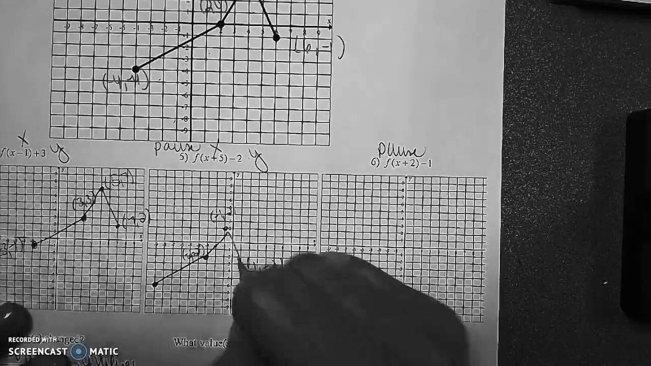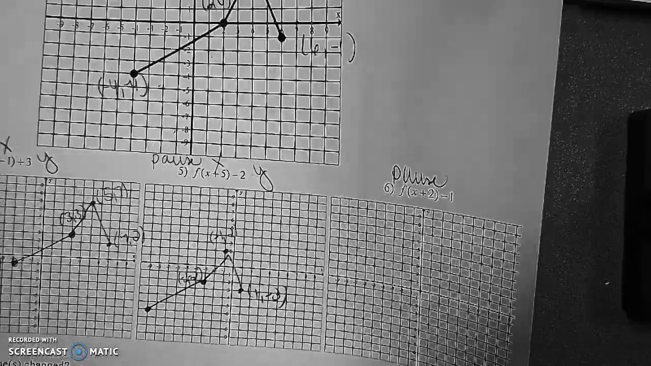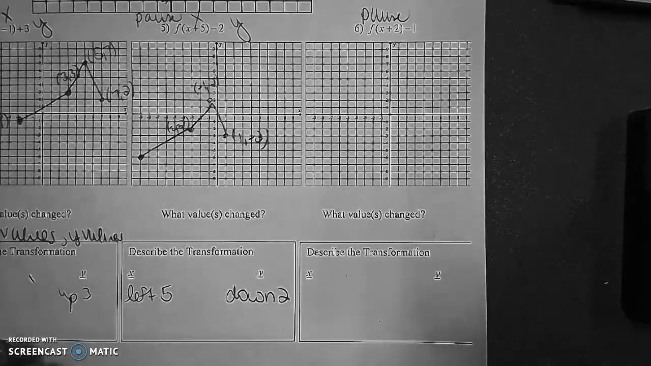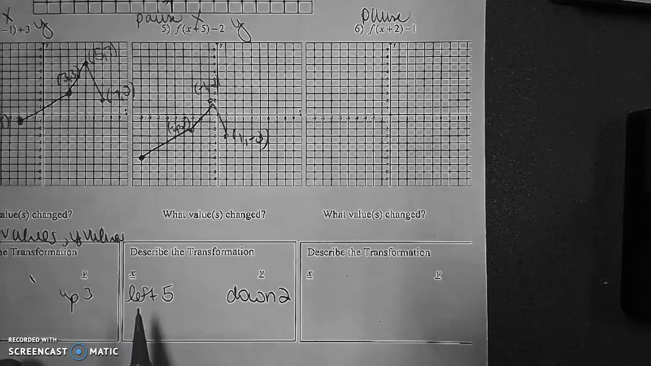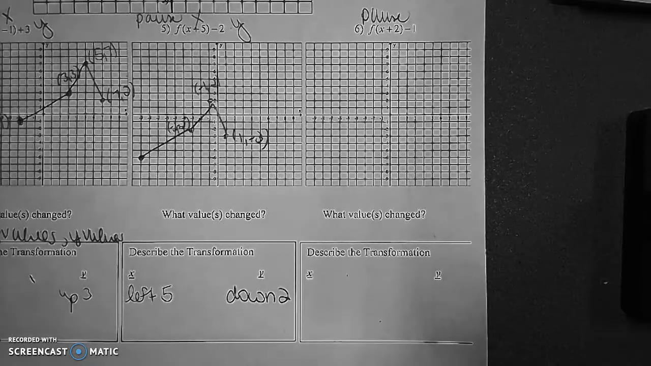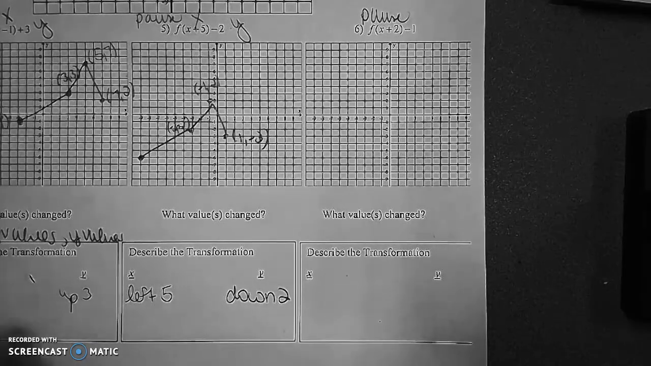One of the things that you need to make sure you're doing each and every single time you do a transformation, you need to write the transformation down. You won't believe how many people write left 5 and then they go graph it and do right 5. At least I knew that you knew to go left, and maybe you just got your right and left mixed up. So be sure you're writing those down.